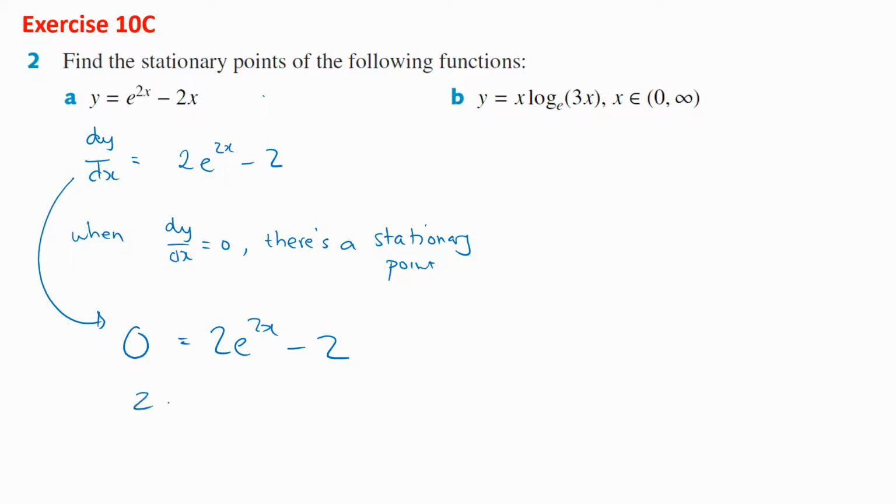Add 2 on both sides. You've got 2 equals 2e to the power of 2x. Divide both sides by 2. So you get 1 equals e to the power of 2x. Anyone remember how to solve this now?